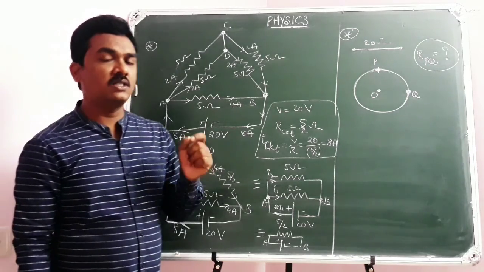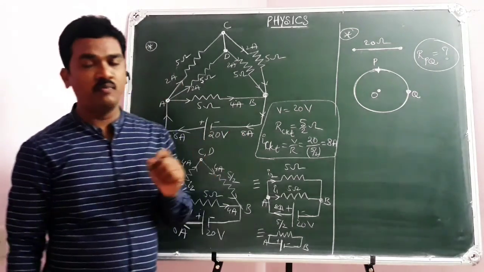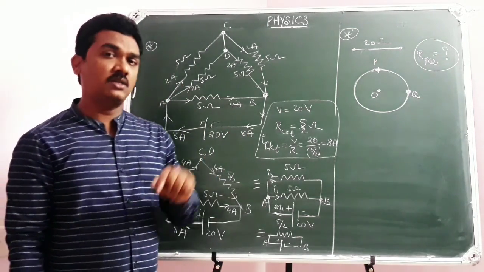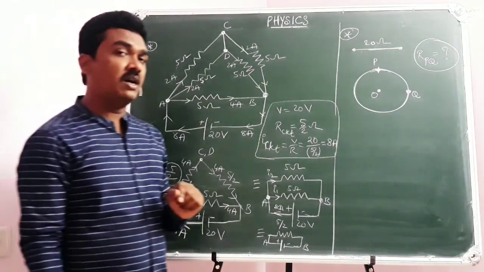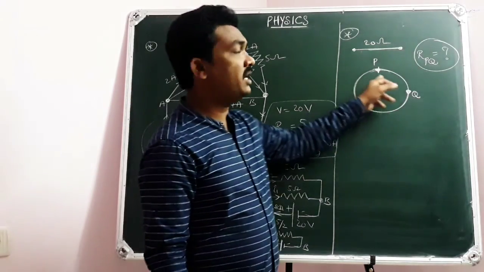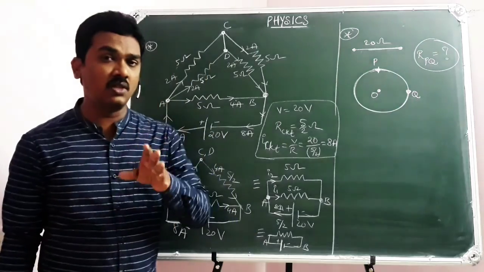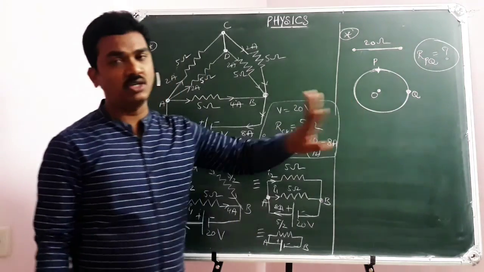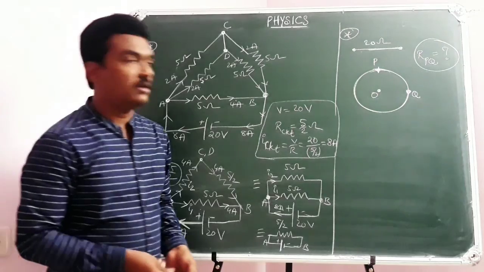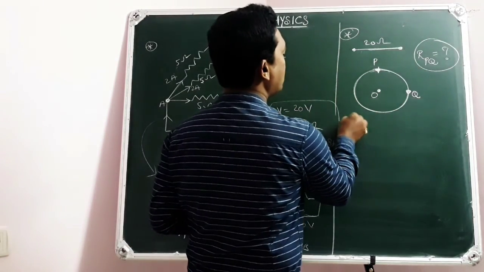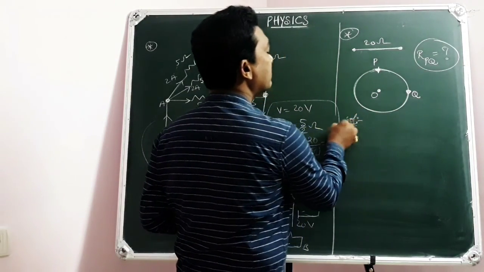A conducting wire of resistance 20 ohm is bent in the form of a circular wire. Then calculate equivalent resistance between P and Q as shown in the figure. Take this in the question itself. This is the figure given in the question itself. Now how to solve this? How to go for solution of this question?